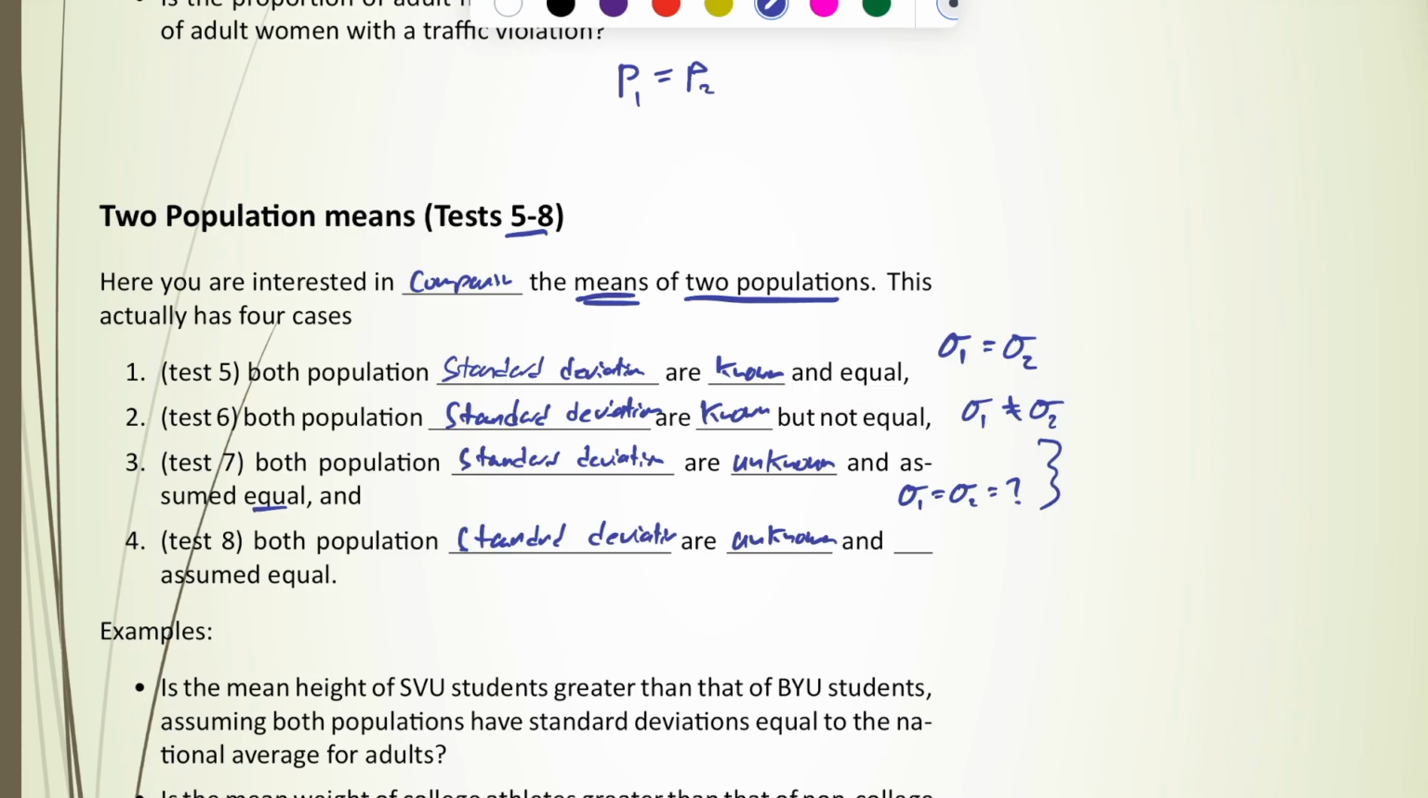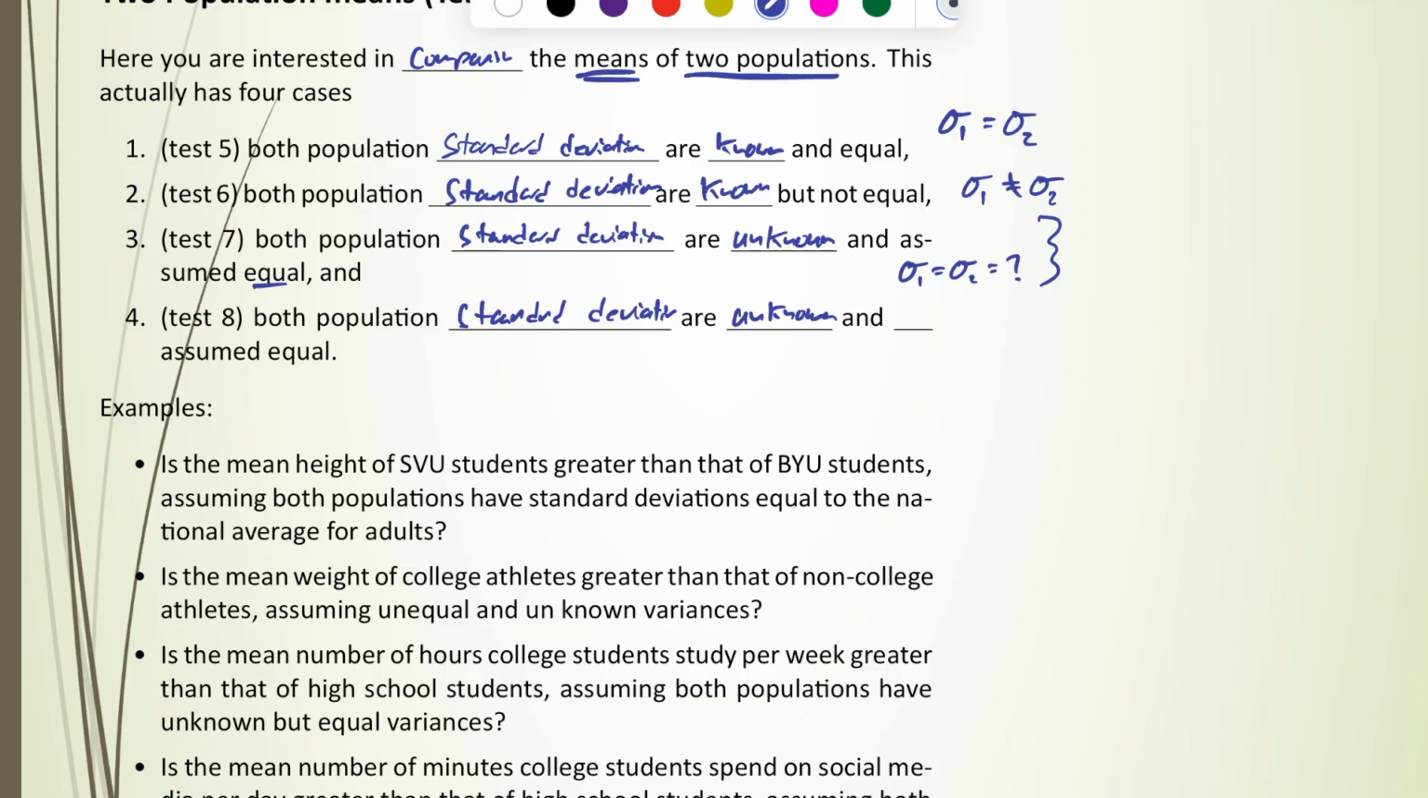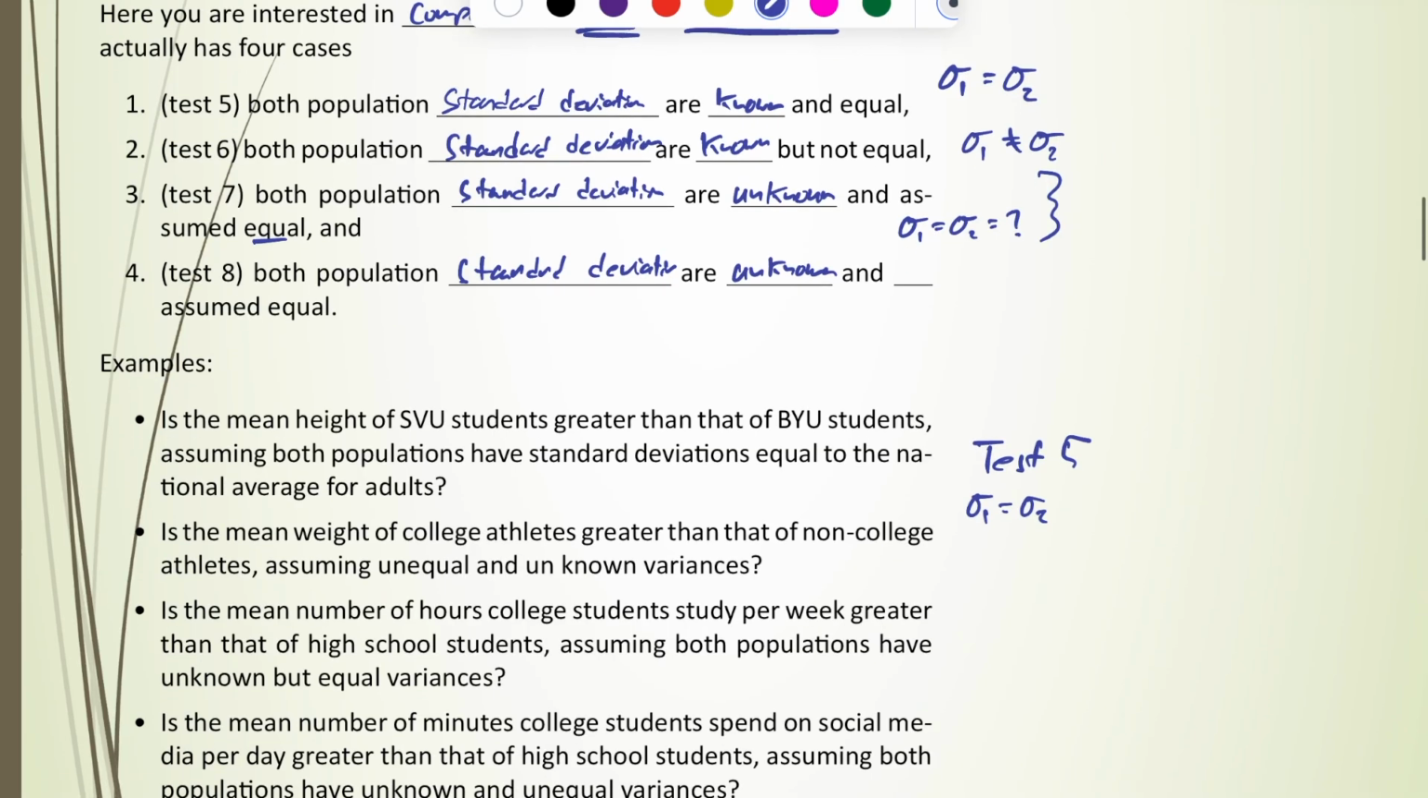Okay, but so basically, if you have two populations and you're comparing their means, you're going to use a test 5 through 8. Okay, so here's some examples. Is the mean height of SVU students greater than that of BYU, assuming populations have standard deviations equal to the national average? So there's this one national average. So this is going to be test 5. Sigma 1 and sigma 2 are known and equal. They're both going to equal the same national average.